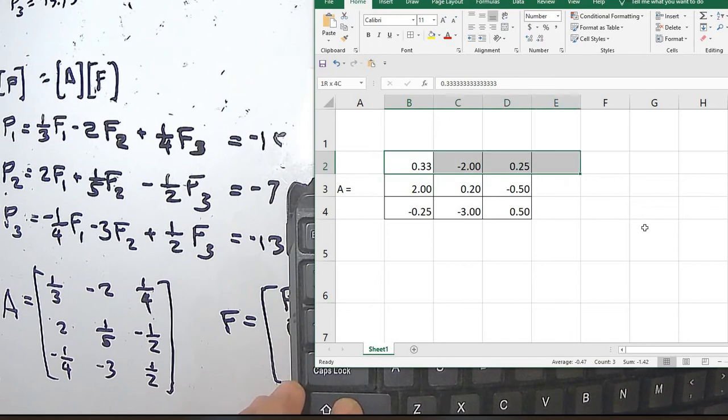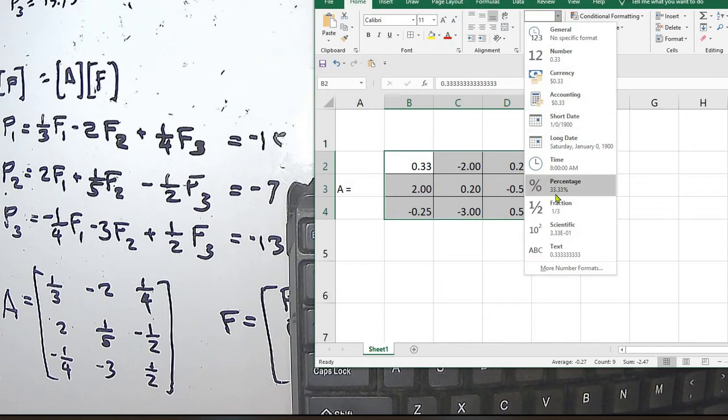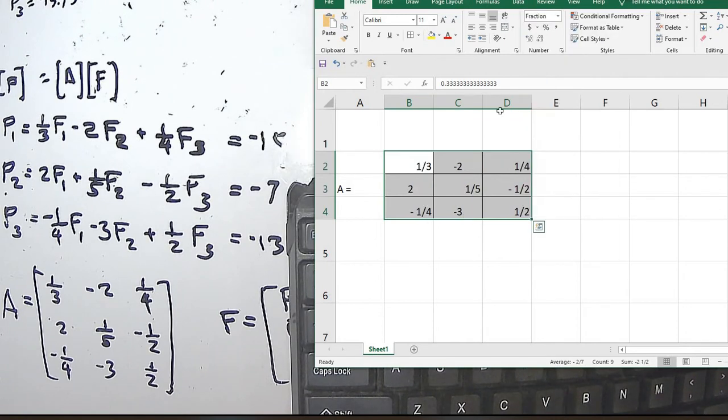Let's check. So, i-highlight ko lang yan. Palitan ko ito ng fraction. Yan, pwede pala yan. Tapos, center align. Okay, so 1/3, check, no? 1/3, -2, 1/4, 2, 1/5, -1/2, -1/4, -3, 1/2.